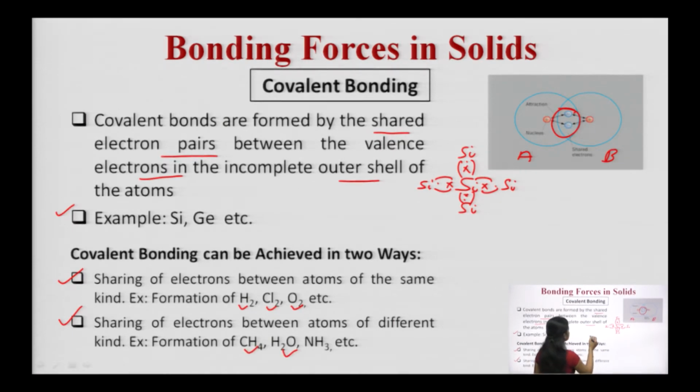You can see the structure of CH4: one carbon atom will be surrounded by 4 hydrogen atoms. Hydrogen has 1 electron, carbon has 4. So, each hydrogen atom's electron will form a covalent bond with carbon. So, this is the second case where sharing has been done between different kinds of atoms. Accordingly, you can say that covalent bonds can be formed in 2 ways.